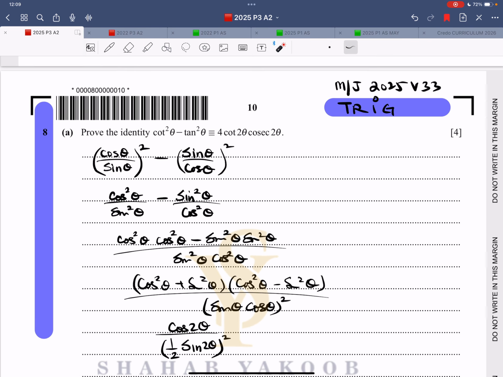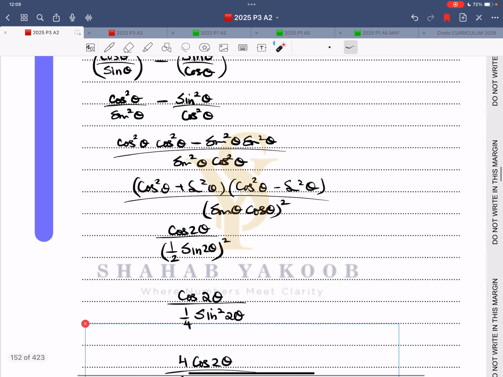So now it says prove the identity cot square theta minus tan square theta is 4 cot 2 theta cosec 2 theta. Cot, cos over sine. Tan, sine over cos. Square, square. That is step number 1. Second step is LCM. Third step is taking care of this.